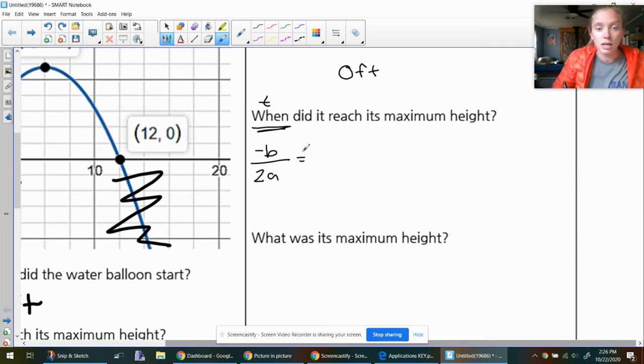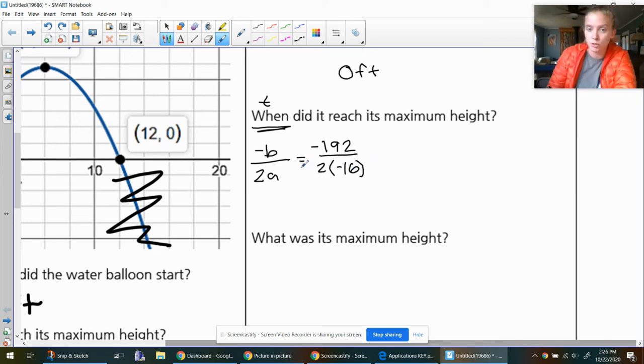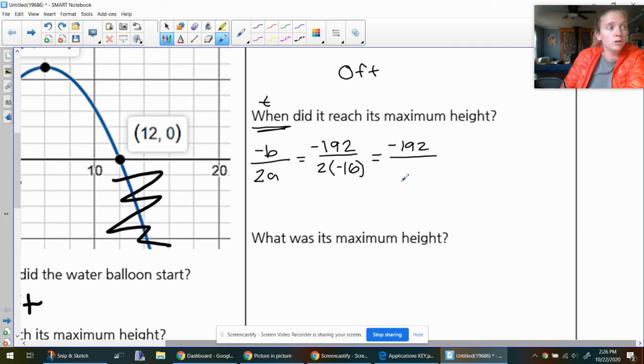So in this case, our b is 192, so negative 192 over 2 times negative 16. You'll notice that in a lot of projectile motion questions, a is negative 16. That's because of the rate of gravity. If you're looking at questions using the metric system, it would be negative 4.9 instead of negative 16. So negative 192 over negative 2 times negative 16 is negative 192 over negative 32, which is positive 6. So it will reach its maximum height at 6 seconds.